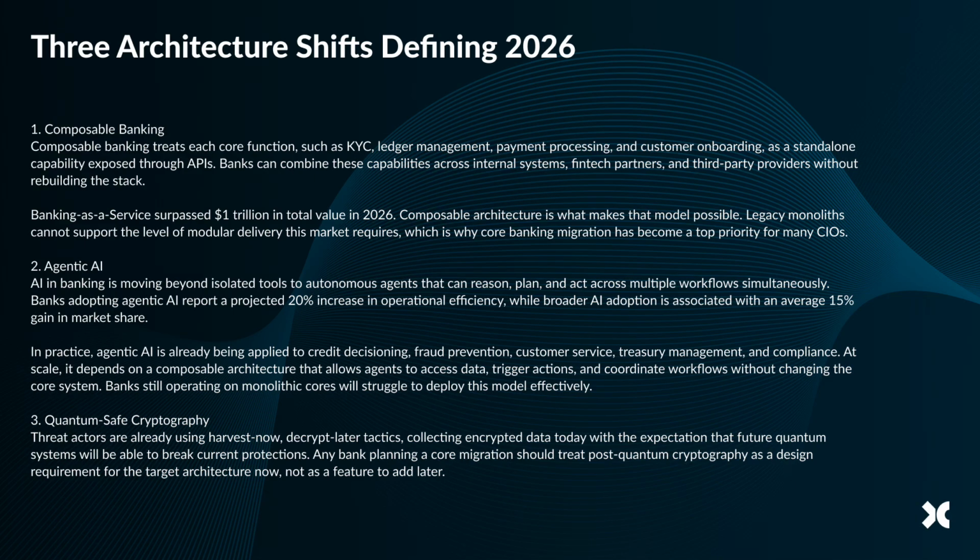3. Quantum-safe cryptography. Threat actors are already using harvest now, decrypt later tactics, collecting encrypted data today, with the expectation that future quantum systems will be able to break current protections. Any bank planning a core migration should treat post-quantum cryptography as a design requirement for the target architecture now, not as a feature to add later.